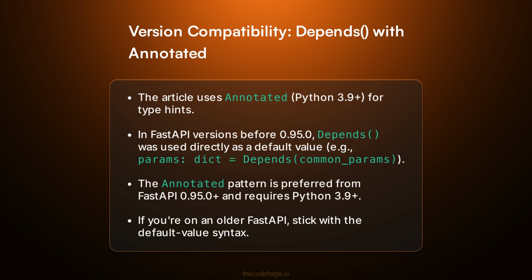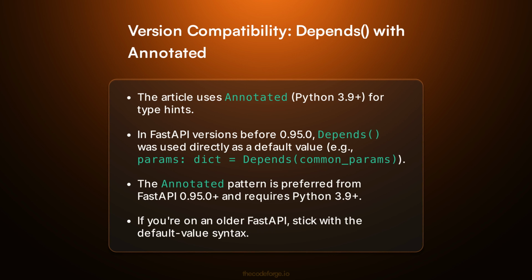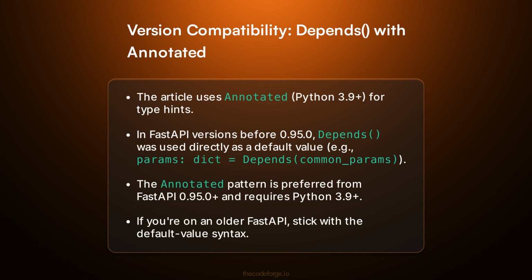The article uses Annotated, which needs Python 3.9+, for type hints. In FastAPI versions before 0.95.0, Depends was used directly as a default value, e.g., params: dict = Depends(common_params). The Annotated pattern is preferred from FastAPI 0.95+ and requires Python 3.9+. If you're on an older FastAPI, stick with the default value syntax.